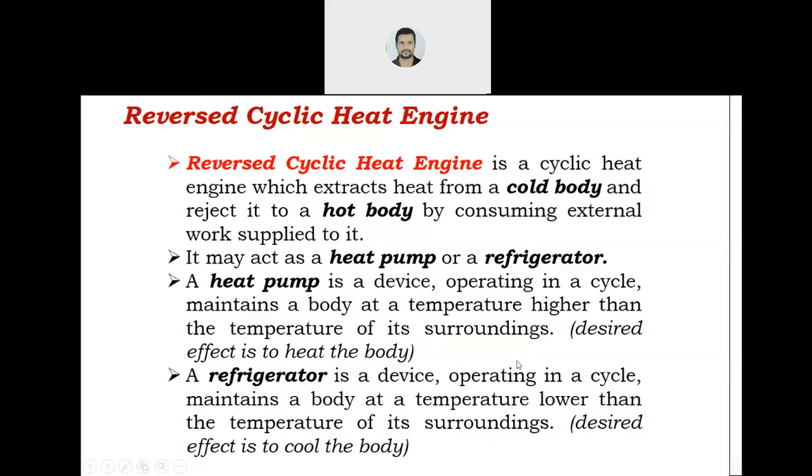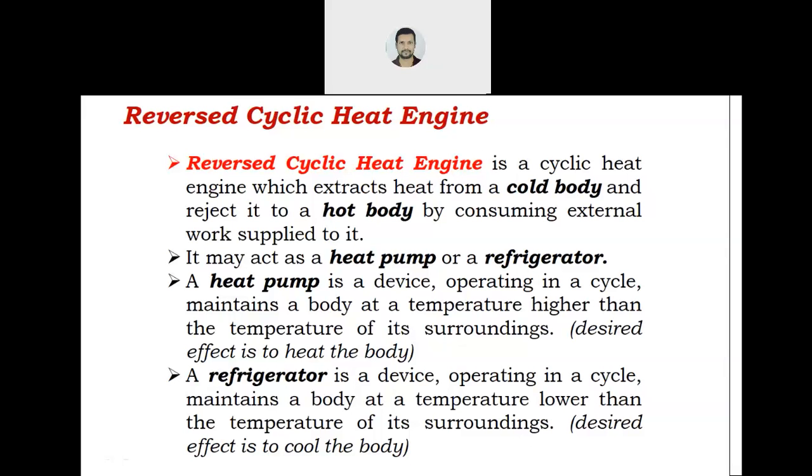Now, in refrigerator, what is our main purpose? To cool the body. Heat pump is used to heat the body. Refrigerator is used to cool the body. For how much temperature? Lower than the temperature of surrounding. So refrigerator is a device operating in a cycle, which maintains the body at a temperature lower than the temperature of surrounding. If the temperature of body is lower than surrounding, then only we say it is cool.